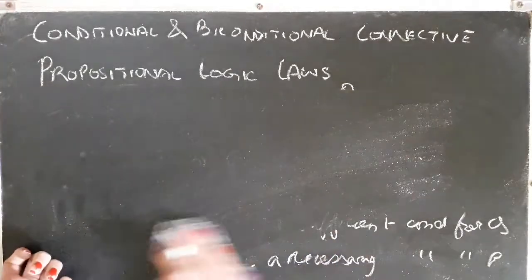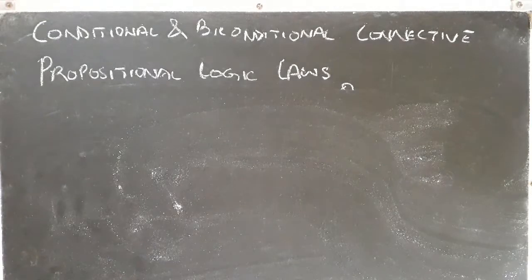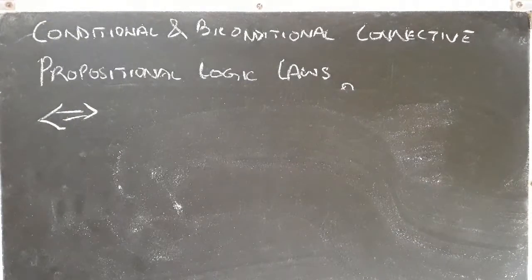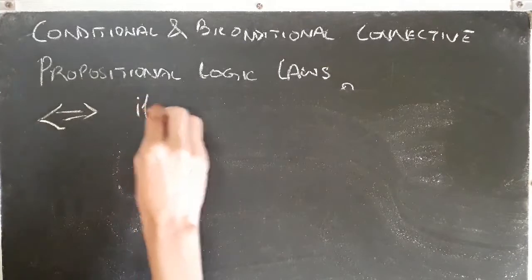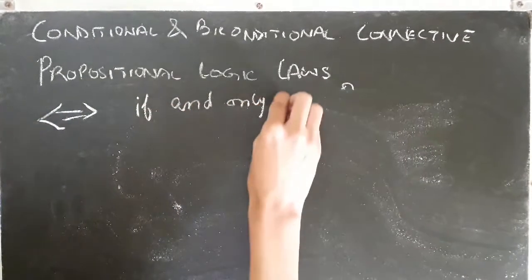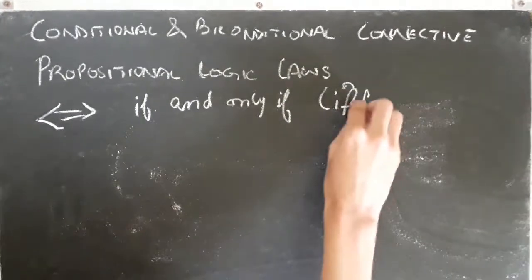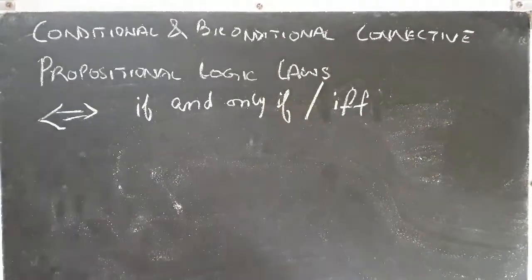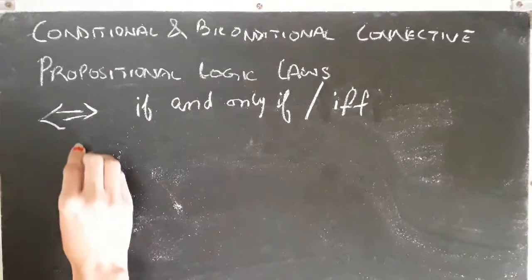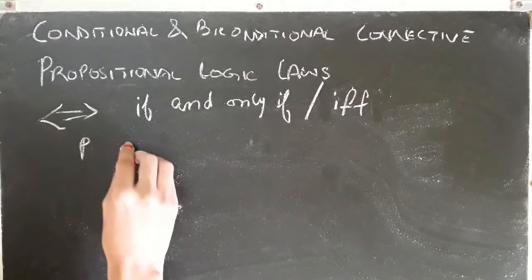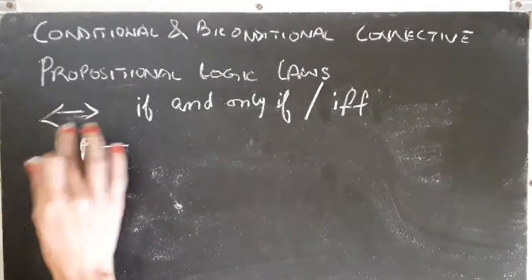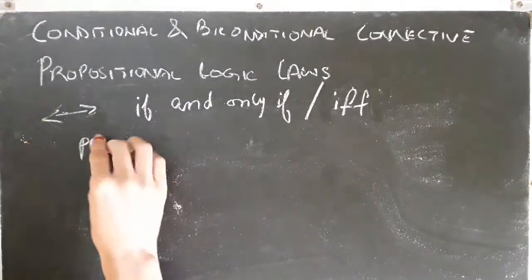Now on to the biconditional statements. The biconditional statement is denoted by this sign, the logical equivalence sign. It is read as if and only if, or iff. In mathematics, if and only if is written as iff with a double F. Now, suppose there are two statements P and Q. I'm sorry, the sign is this. There are two statements P and Q.